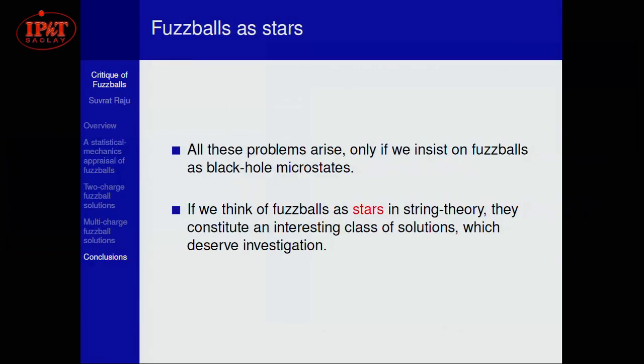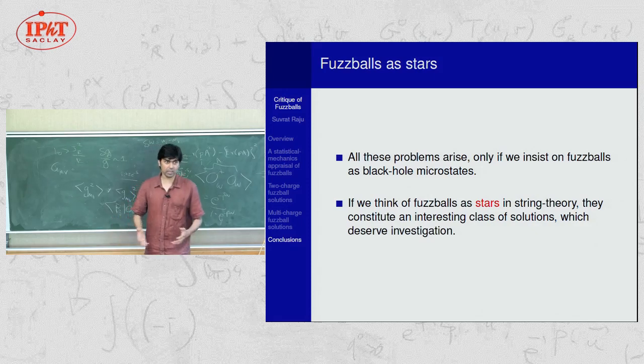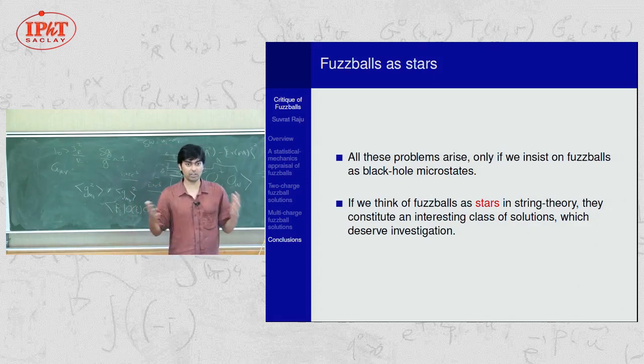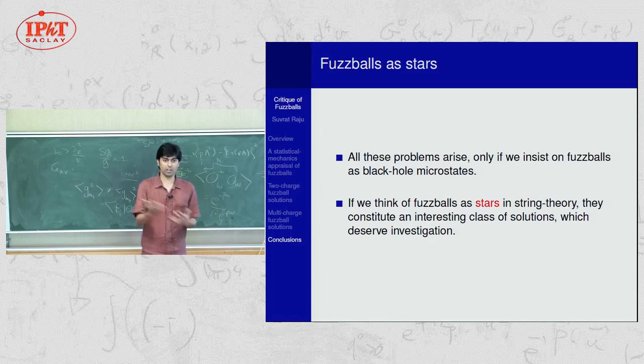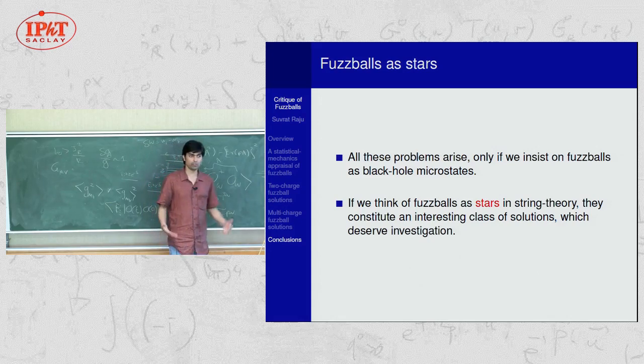Of course, I should say that all these problems arise only if you insist on fuzzballs as representing typical black hole microstates. If you think of fuzzballs as stars in string theory, as some set of interesting states which have the same charges, then they're an interesting class of solutions. I think there's a lot which is interesting and clever about fuzzballs, but you shouldn't think of fuzzballs as typical black hole microstates. Okay, so I'll stop here. I think we had a lot of discussion.